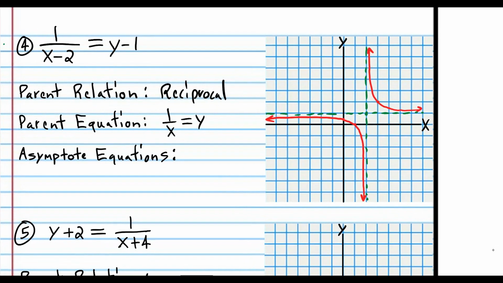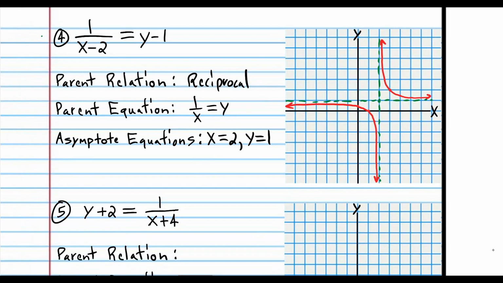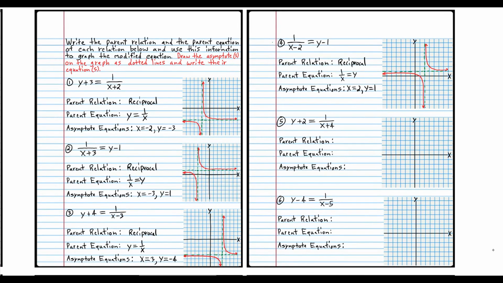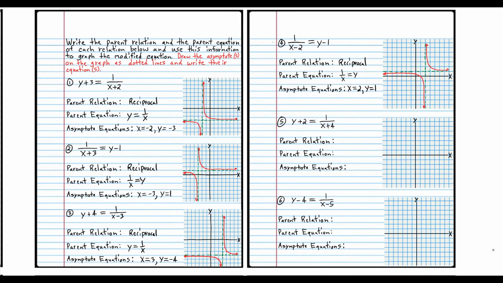Now we have to write the asymptote equations. If you haven't already done that, go ahead and try. The vertical is going to be x is equal to 2, and the horizontal is going to be y is equal to 1. So if you got those right, excellent. All right, so again, you must graph the asymptote lines. You must graph those dotted lines. Even though they're not part of the graph, you must do that. Now try number 5. When you come back, we'll do it together.